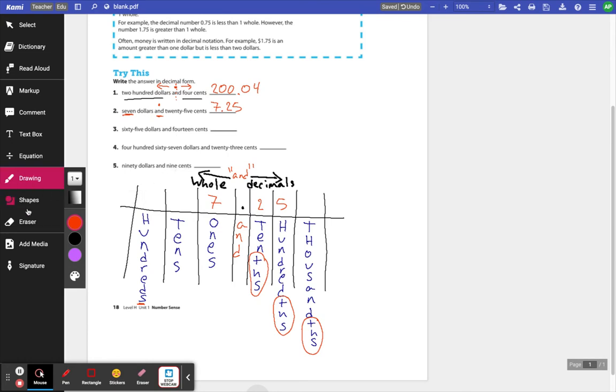Okay, $65.14. $65. They didn't say $600, right? They said $65. So that tells me there's going to be a 6 in the 10 spot, a 5 in the 1 spot, and here's our decimal, 14 cents. So a 1 and a 4.